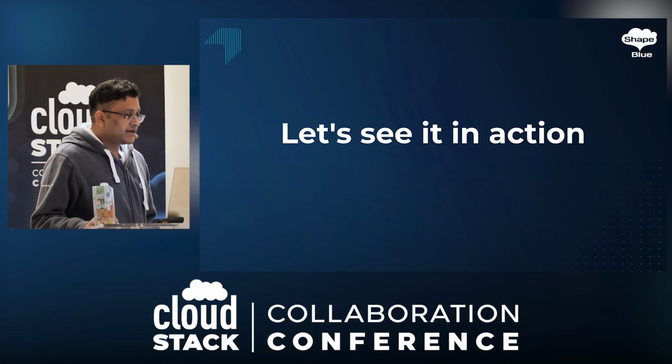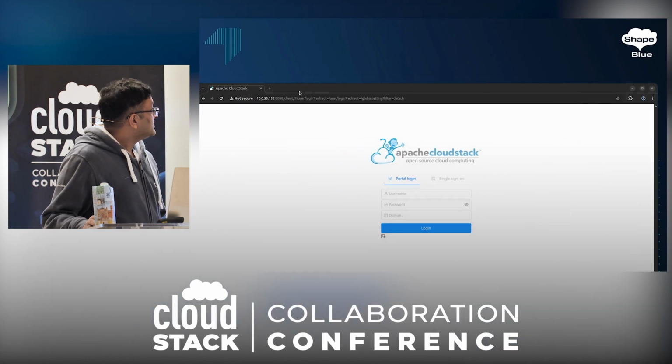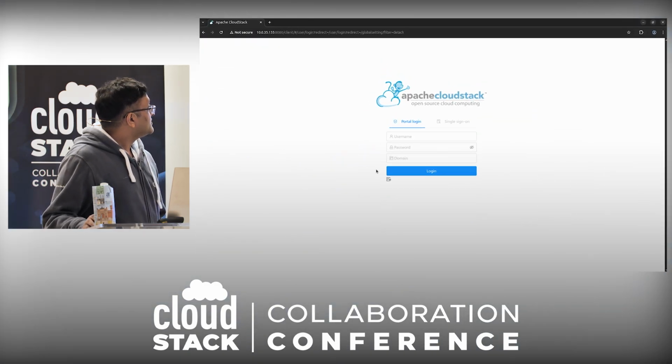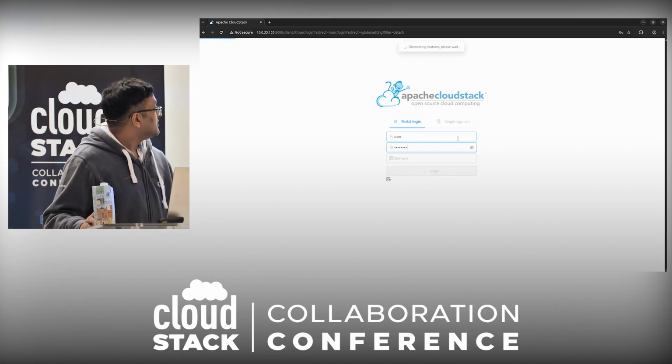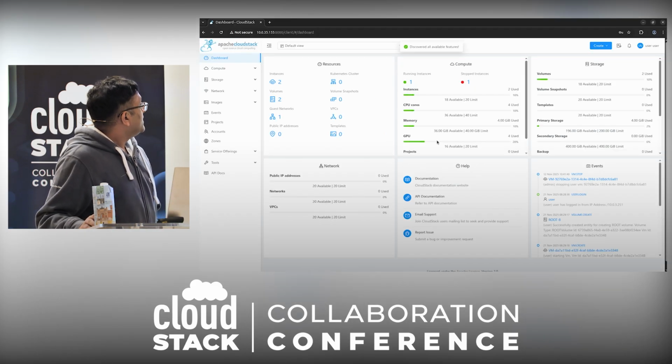Now let's see it in action. This is a simulator environment I have set up here. Let's log in as a normal user first. As a normal user, you can see the limits that you have available here. For example, for this user, the limit is set to 20, and I have already allocated 4 GPU devices, so it's showing 16 as available.